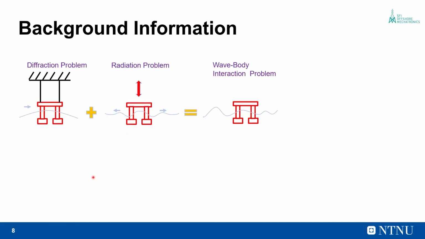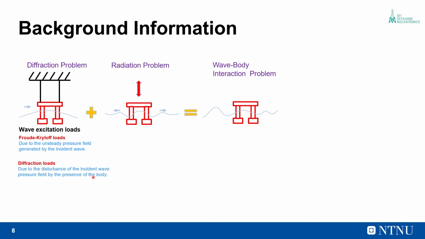The diffraction problem gives what is known as the wave excitation loads, which has two components. If we consider the unsteady pressure field due to the incident wave, this is called the Froude-Krylov load, and the hydrodynamic load due to the scattering of the waves is referred to as the diffraction load. The wave radiation loads consist of the added mass, which is defined as the hydrodynamic load in phase with the acceleration of the body, and the wave radiation damping, which is defined as the hydrodynamic load in phase with the velocity of the body as it is oscillated in calm water.